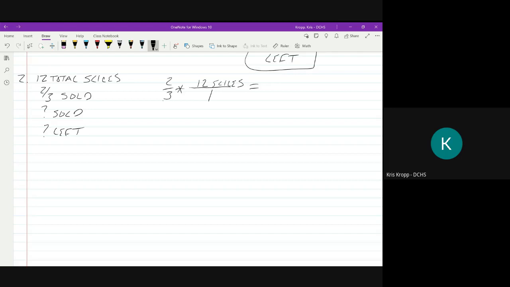I know that 3 goes into 12 4 times, and 2 times 4 is 8. So 8 slices were, again, sold, right? That's the part that we were working with. 2/3 was sold. We could then calculate the number of slices left the same way we did in the previous problem. If there were 12 slices total and we sold 8, that would leave 4 slices.